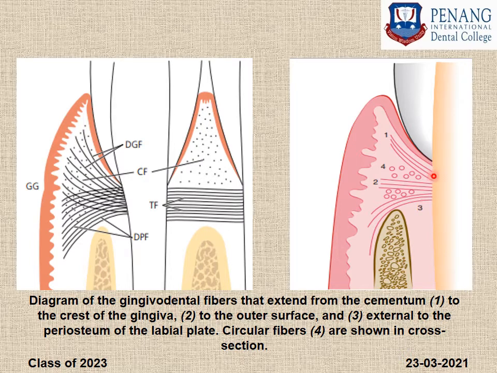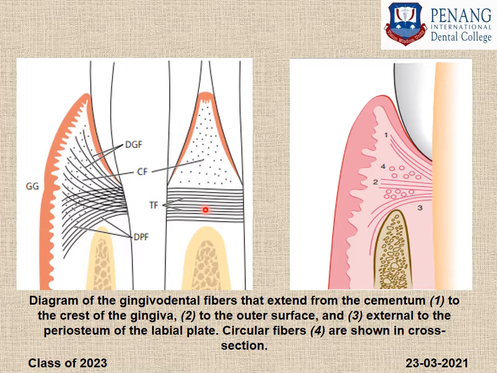Fibers arise from the cementum to the crest of the alveolar gingiva, or it could go from the cementum to the outer surface, or it also could go from the cementum to the external surface of your periosteum or the labial plate. Apart from this, you do have small circular fibers like this, and you also have your transeptal fibers, which attach from the cementum of one tooth to the cementum of the other tooth. So these transeptal fibers are fibers of both the gingiva as well as your periodontal ligament.